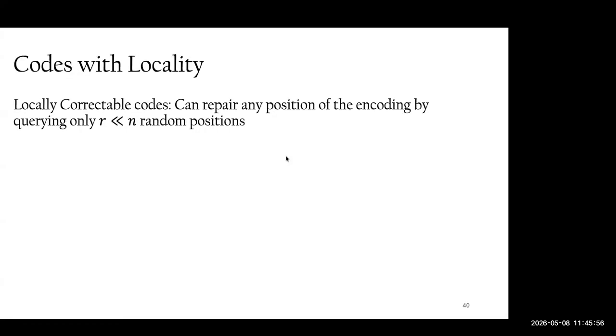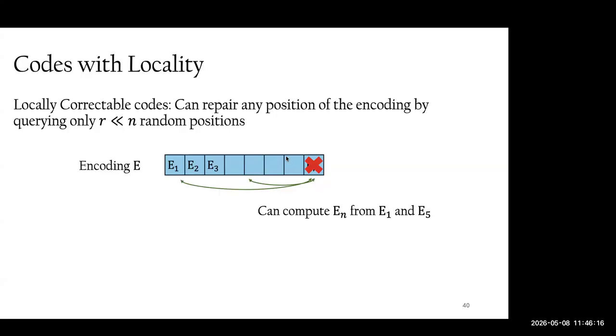Basically, locally correctable code is a special type of erasure code which has been studied in the coding theory literature, where we can repair any position of the encoding by only querying a few other random positions. So pictorially, let's say this was your encoding. Let's say you lost the last symbol. If r, which is the parameter for your code, was 2, for example, then you'll be able to repair E_n, the symbol E_n, by just looking at the symbols E_1 and E_5.